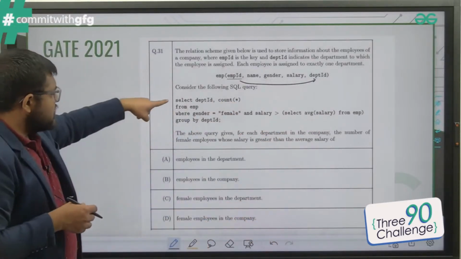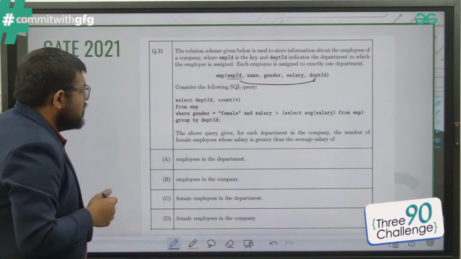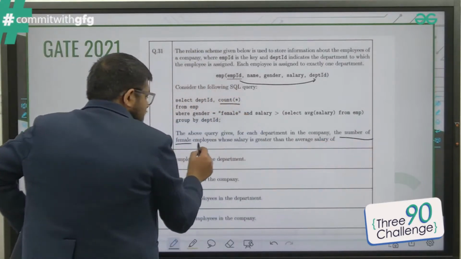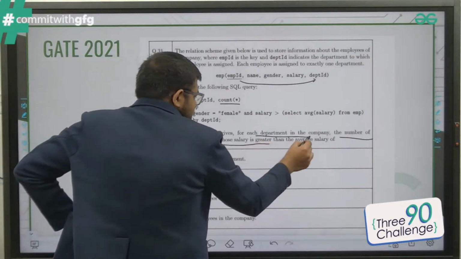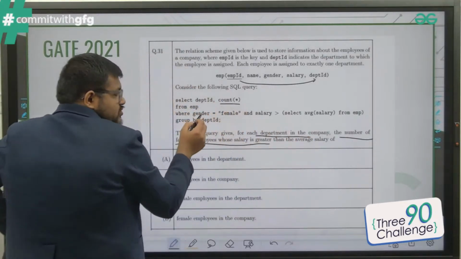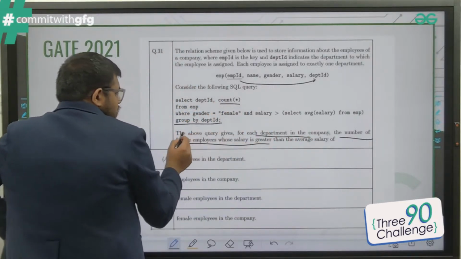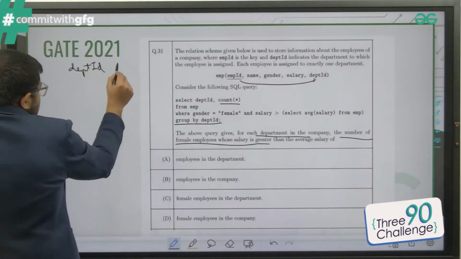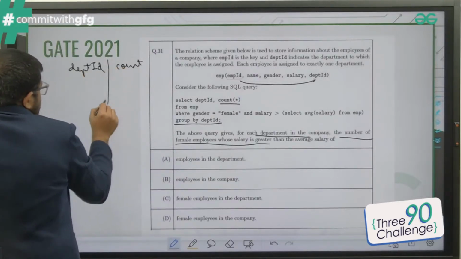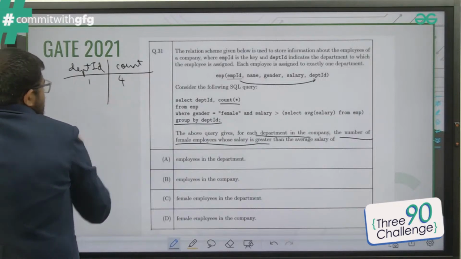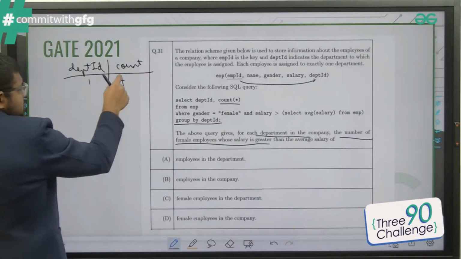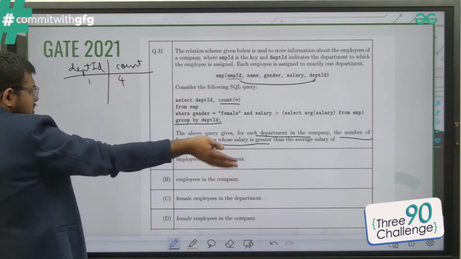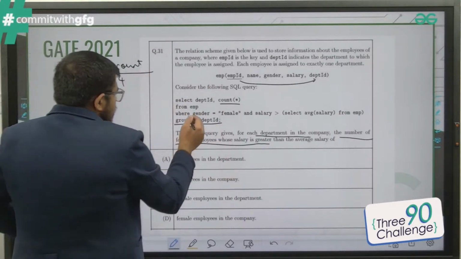So let's read. Select department comma count. Now why is there count? Because it gives the number of female employees in each department. So grouping is done based on department. Here you can see, okay, so your answer will be something like this: department ID and count. Here the ID of the department will be given, and here some count will be there. Means this is the number of female employees whose salary is greater than the average salary of something. Now that something we have to tell from the employee table.